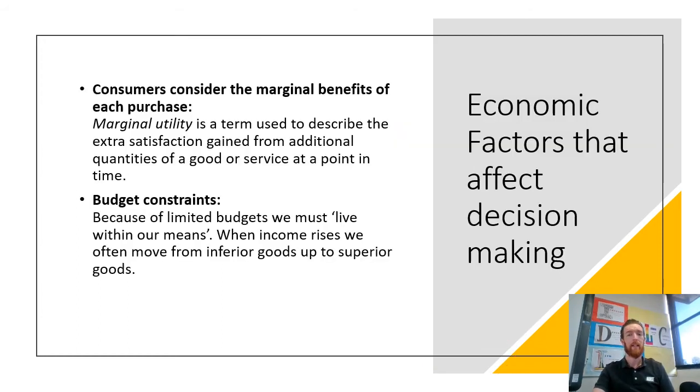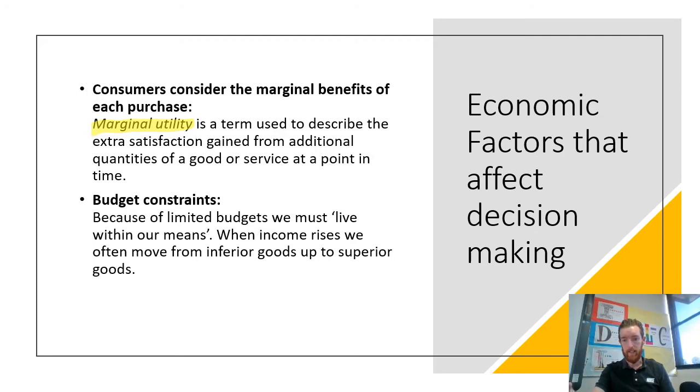So some of the economic factors that affect our decision making. Consumers are expected to consider the marginal benefits of each purchase. So we have this thing called marginal utility, which is a term used to describe the extra satisfaction gained from additional quantities of a good or service at a point in time. So it's essentially every time you purchase a certain good or service, how much more enjoyment you are going to get out of it. It's the reason why, as we look into this a little bit further on with the evolution of it, we change things up every now and then.